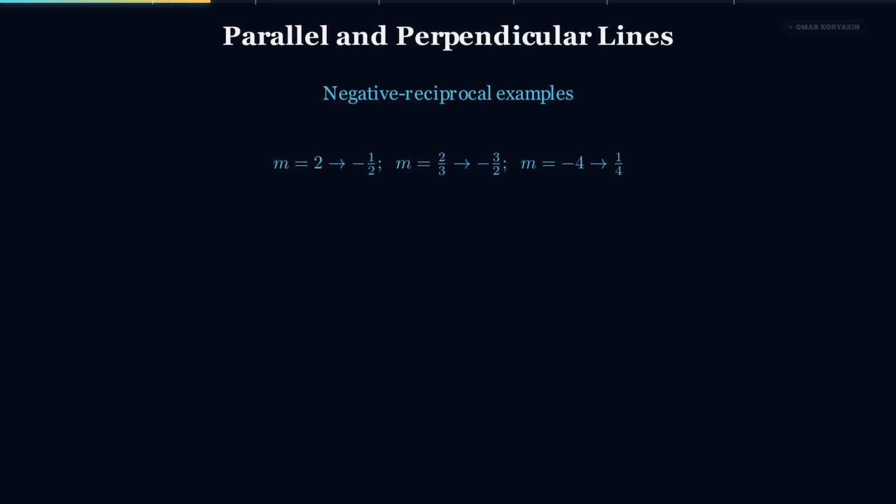Step 2. Compute the new slope. For a parallel line, the new slope equals the original slope. For a perpendicular line, the new slope equals -1 over the original slope, which means flip the fraction and change the sign. If the original slope is 2 over 3, the perpendicular slope is -3 over 2. If the original slope is -4, the perpendicular slope is +1/4.